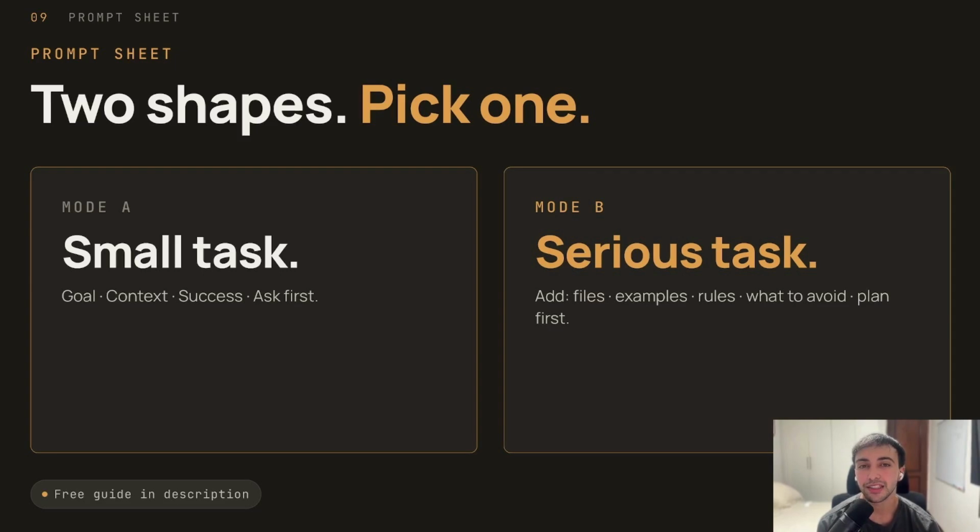For small tasks, I use the 4-part version: goal, context, success, ask first. For serious work, I add files to read, examples to follow, rules to respect, what to avoid, and plan before action. But the sheet is not magic. It is just a way to stop forgetting important context. The real workflow starts after the template.